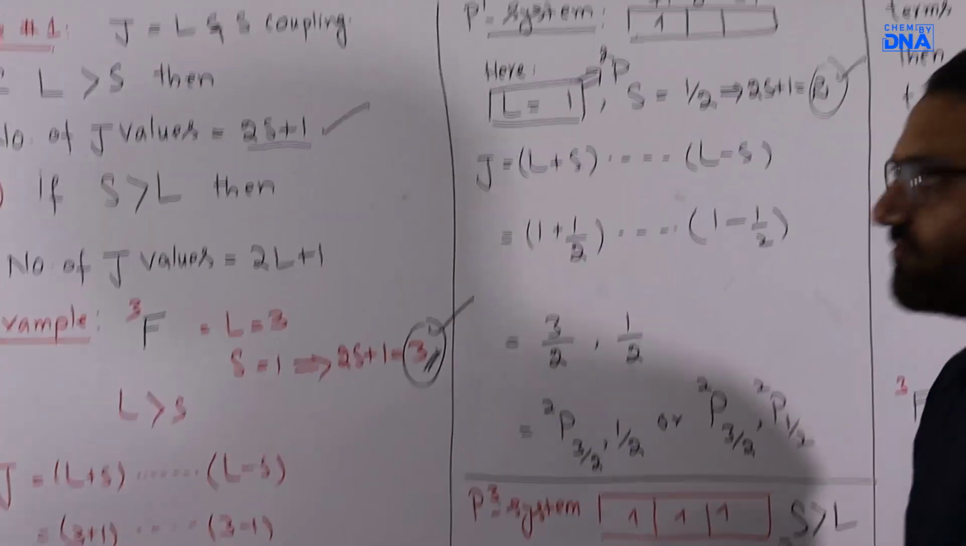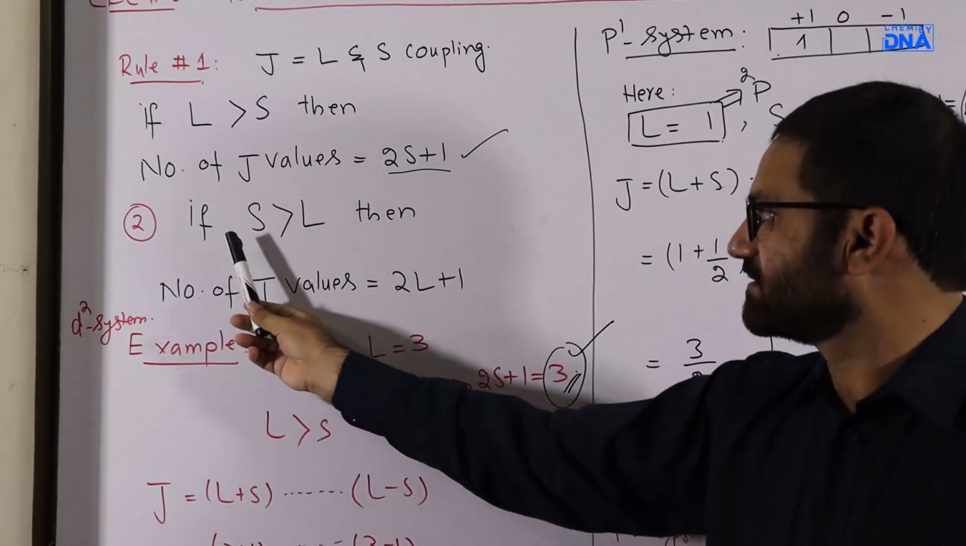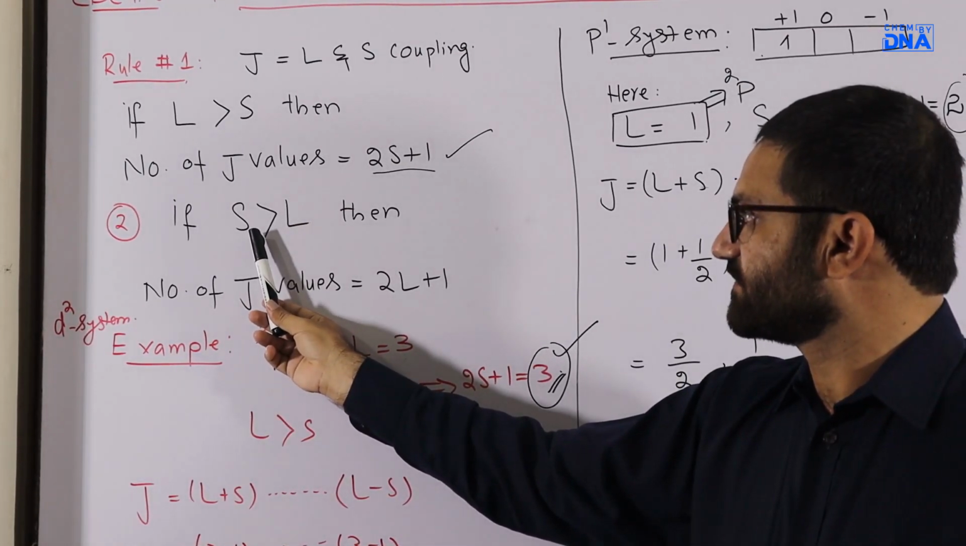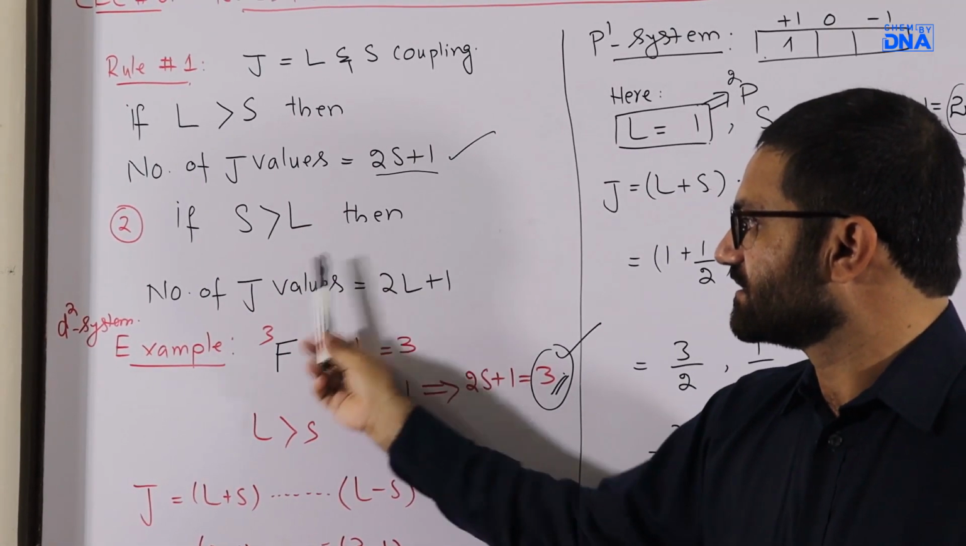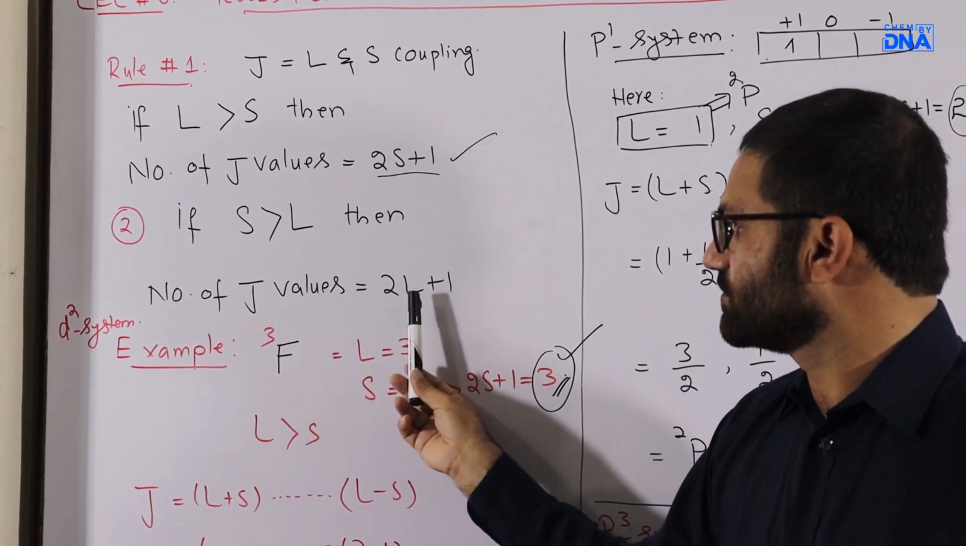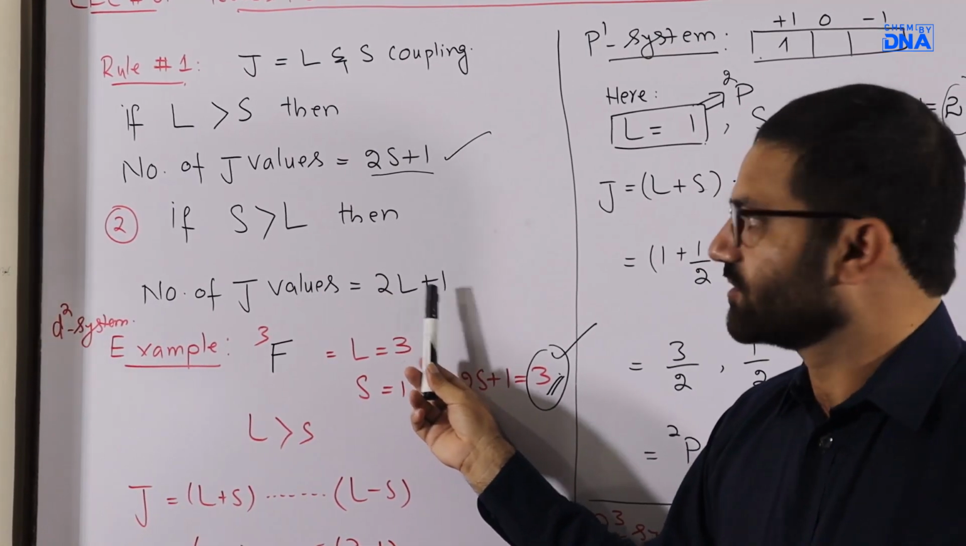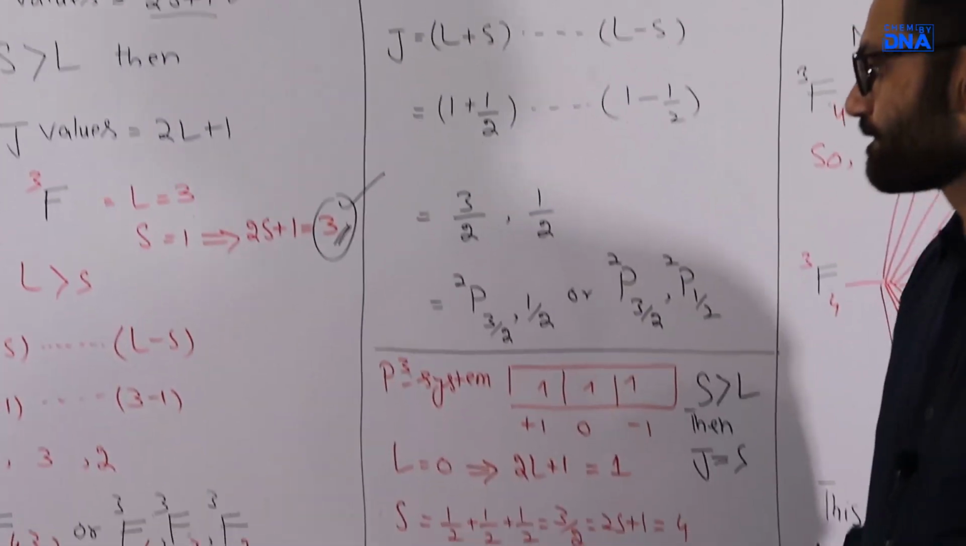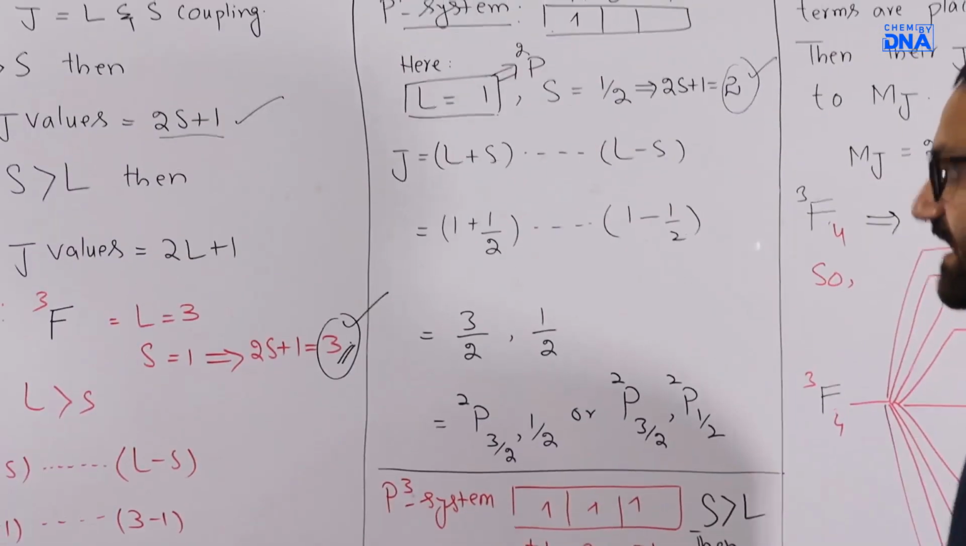Now students, we will move towards the second rule, which states that if S is greater than L, then the number of J values will be equal to 2L plus 1. Now let us take an example. In a p3 system, you will have a greater S value.